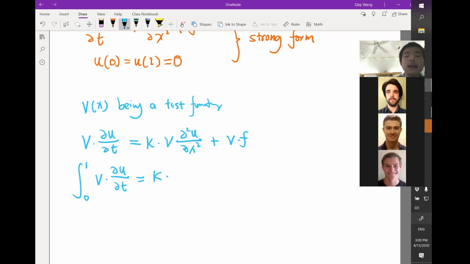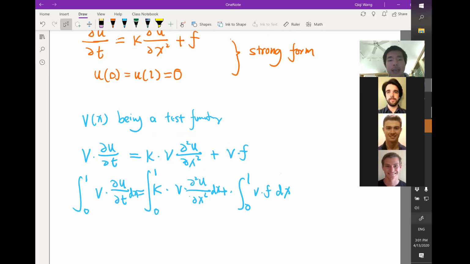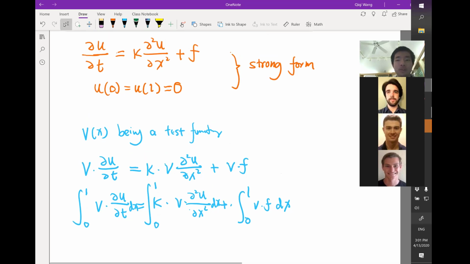So what have we really achieved by this multiplication and the integration? We have the integral dx of this term, and the next term, v times f dx. What we have achieved is converting a statement that has to be true for any x, as in the strong form, into a statement that has to be true for any test function v, as in the blue statement. Now, this is not the weak form yet, because this is actually not any weaker than the strong form.